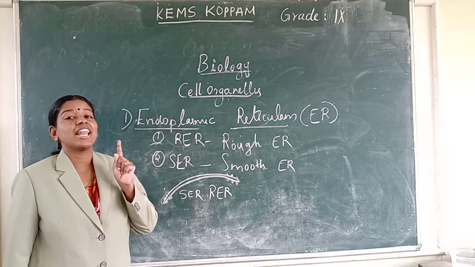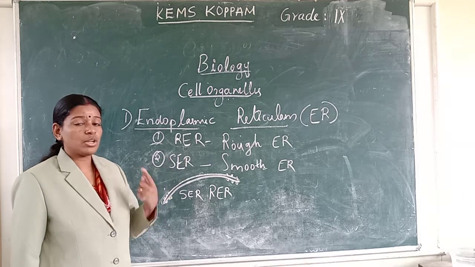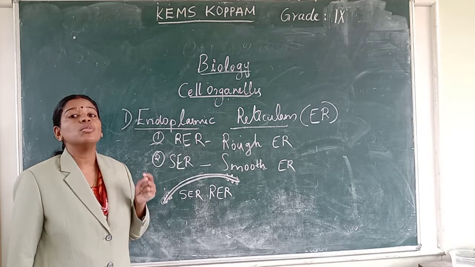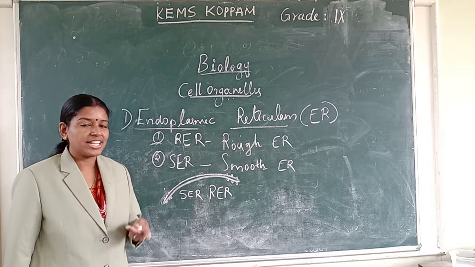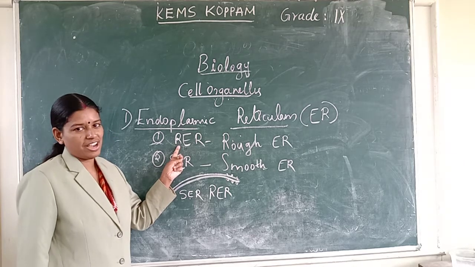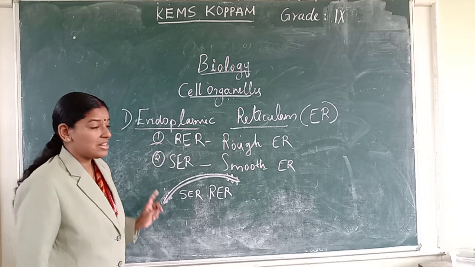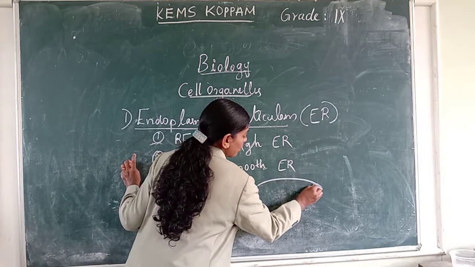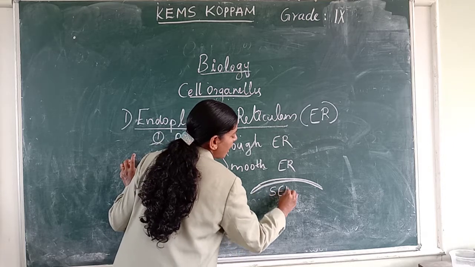It is the cell organelle. Okay, how does it look? They are tube-like structures. Next point, what we studied: they are of two types, smooth ER and rough ER. If the endoplasmic reticulum is very simple, a tube-like structure, we call it smooth ER.